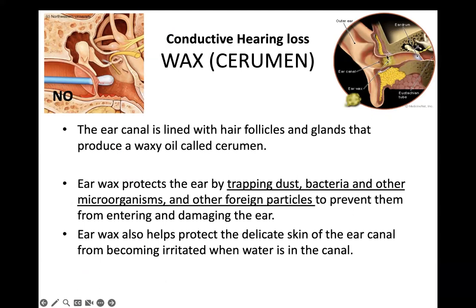Okay, so here he just wanted to talk more about the wax, how wax causes conductive hearing loss. As you know, wax is formed by your hair follicles, okay? And it's basically made for trapping bacteria and dust and any other microorganisms and any foreign particles, okay? So it's protecting your ear basically. And sometimes if it builds up, or if you use the cotton swabs and you push them too much, it can cause impaction, okay?